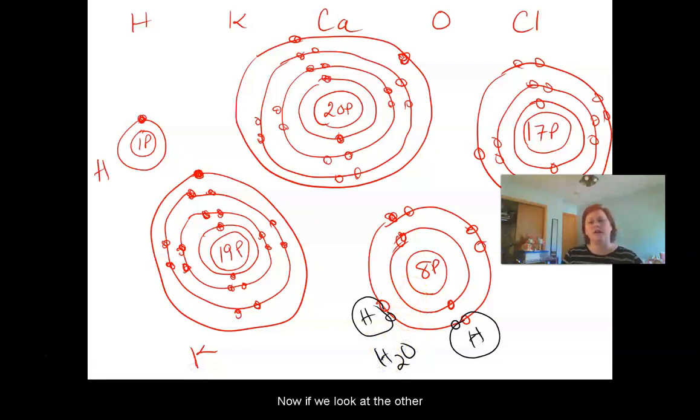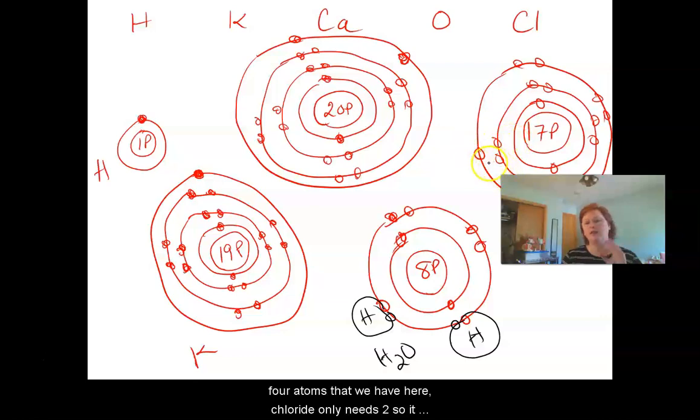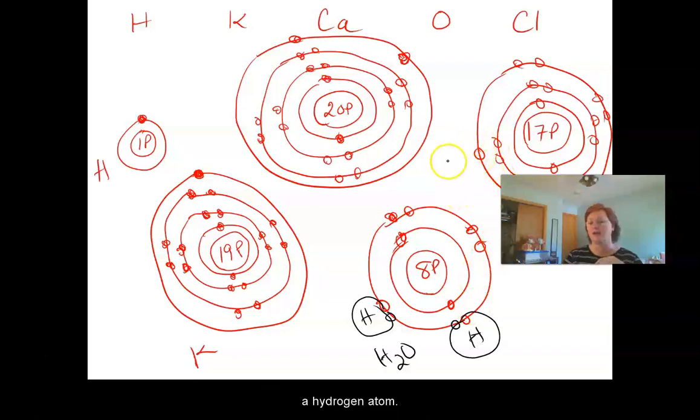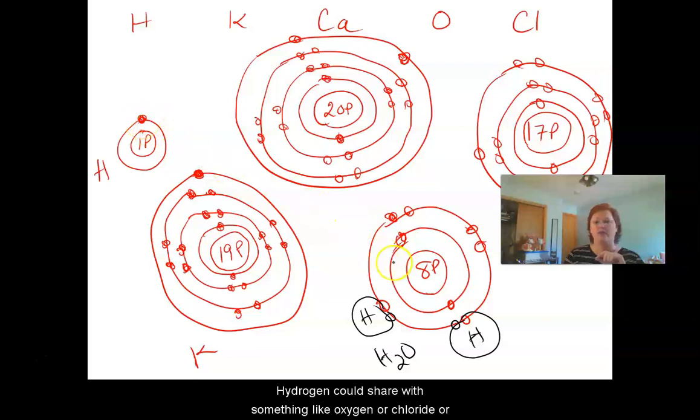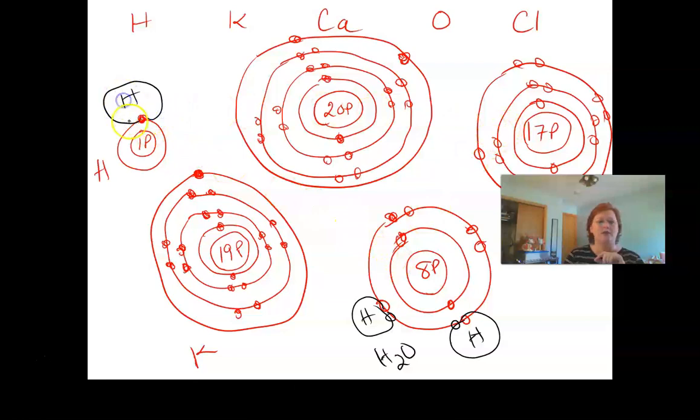Now if we look at the other 4 atoms that we have here, chloride only needs 2, so it could do something similar to what oxygen did. Oh, sorry, chloride only needs 1. So it could do something similar, and it could share with a hydrogen atom. But let's hold off on that for a minute. Over here, we have hydrogen. Hydrogen could share with something like oxygen or chloride, or hydrogen could share with itself. And then we have a molecule of hydrogen.